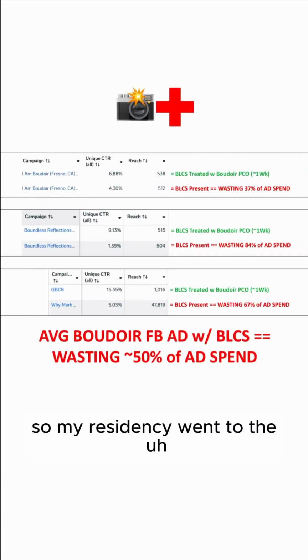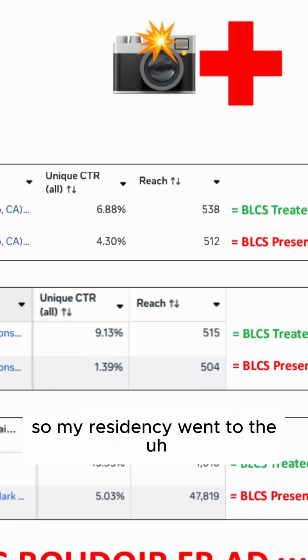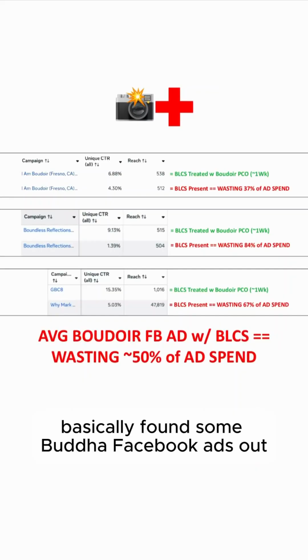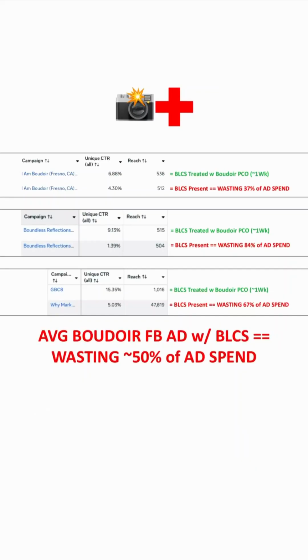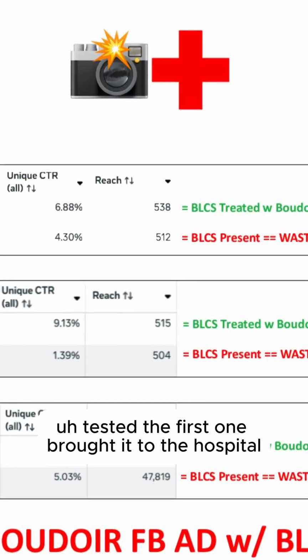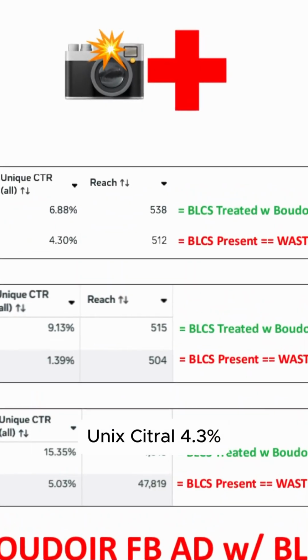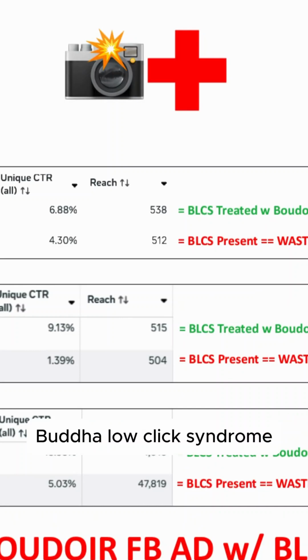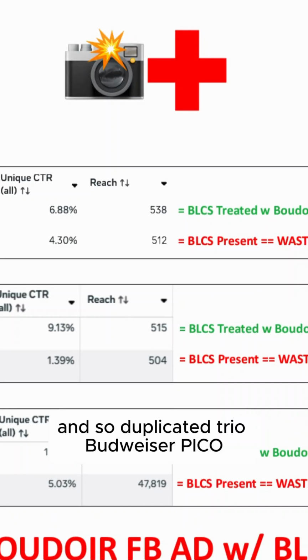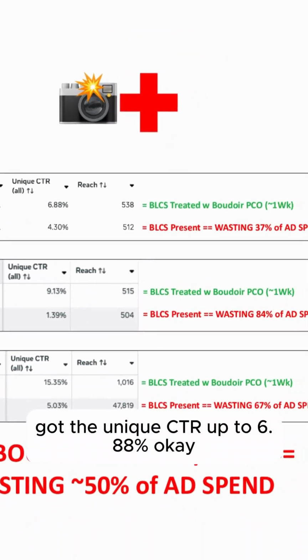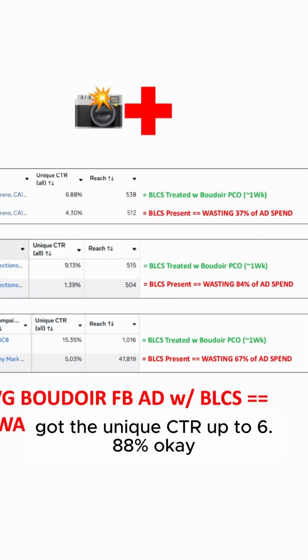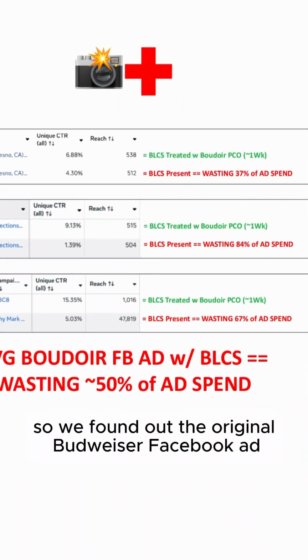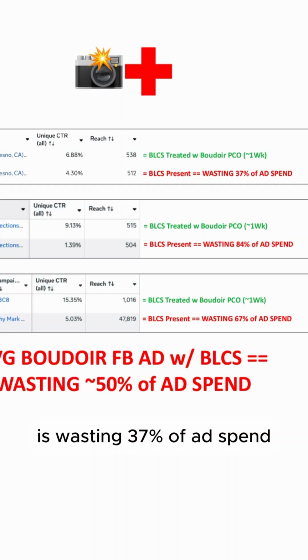So in my residency, I basically found some Boudoir Facebook ads out in the wild. Tested the first one, brought it to the hospital, unique CTR 4.3%. So BLCS is present because unique CTR is under 6%, Boudoir low click syndrome. And so we duplicated it, treated with Boudoir PICO, and got the unique CTR up to 6.88%. Okay, so we found out the original Boudoir Facebook ad was wasting 37% of ad spend.